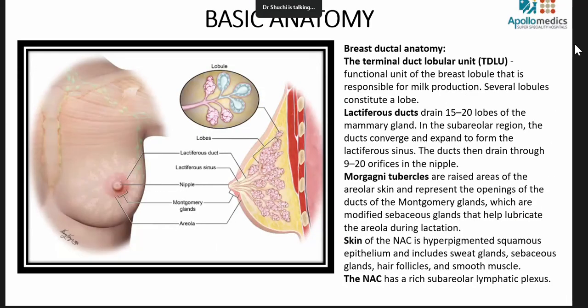Hyperpigmented squamous epithelium, and it includes sweat glands, sebaceous glands, hair follicles, and smooth muscles. And it has a good subareolar lymphatic plexus. So whatever diseases are there in the nipple areolar complex, they will have a higher lymphatic spread.